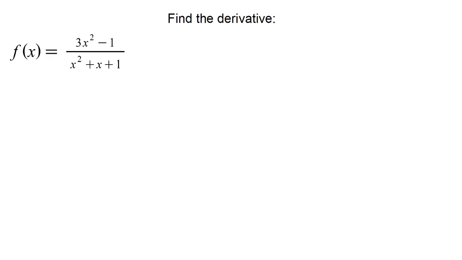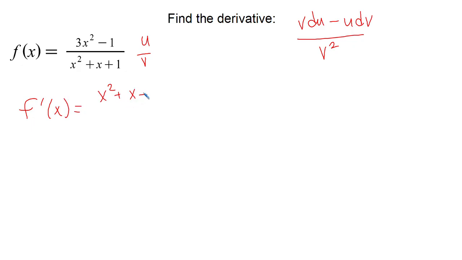Another one here where we're going to have to just use the quotient rule. So we'll write it out once again, u over v, and our derivative is going to be v du minus u dv over v squared. This time I'm going to actually remember to square my denominator right off the bat instead of having to go back at the end. So f prime of x should be v, x squared plus x plus 1, times the derivative of u, which is just 6x, right? The derivative of 3x squared with the power rule would just be 6x, and the minus 1 goes away.